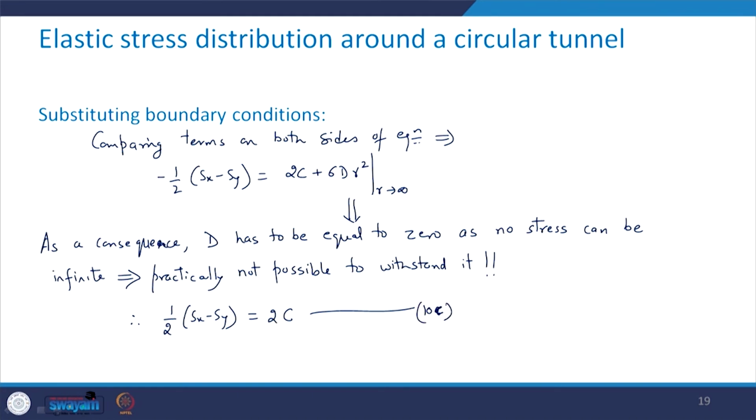So this way we saw how, using the theory of elasticity, we can approach the problem related to the determination of elastic stress distribution around a circular tunnel. Here we have applied the boundary condition at r tending to infinity. We still have a few more boundary conditions and we still need to find the complete solution of the problem. So we will continue with this in the next class. Thank you.